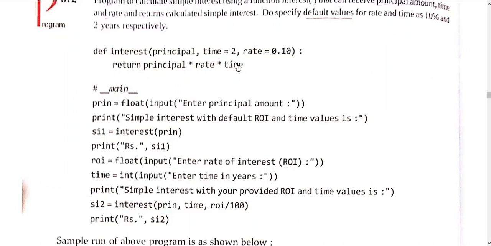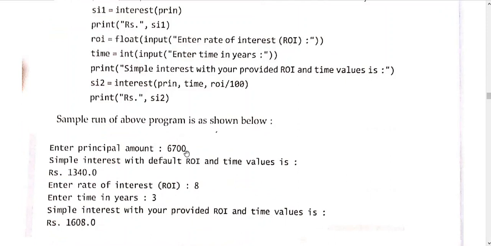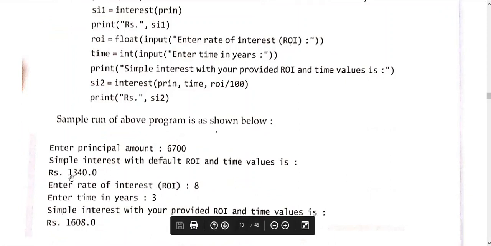It will return this multiplication. After this multiplication, this value will be returned to the interest function call, which automatically will replace it here. Whatever value after multiplication has been obtained is written here instead of the interest call. This particular statement will be replaced and the value will be stored in SI1. Then we give the print function this value to print. So you can see you have given 6700, then it has calculated 3140 as the output.